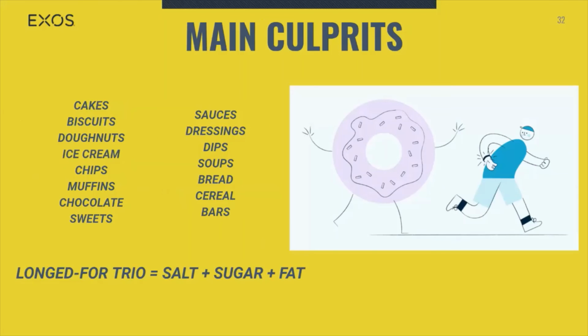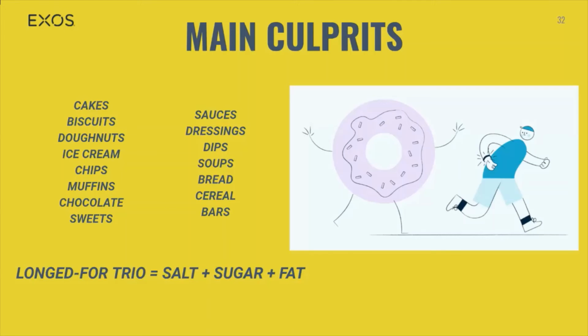And you might be surprised about which foods are the culprits. Some of the obvious bliss point items are going to be cakes, biscuits, donuts, ice cream, chips, muffins, coffee, or chocolate and sweets. However, it's more than just obvious foods. Next time you pick up a jar of tomato sauce at the store, I want you to look at the ingredients and see just how much sugar and salt are hidden inside.